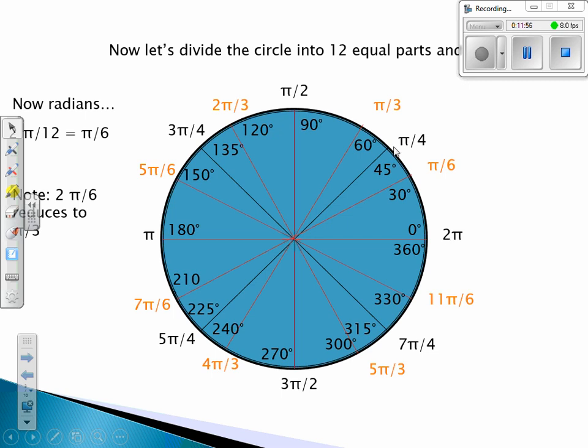Now, I reduced as I went this time. If you get confused and like counting around, reduce last, and then that's just going to be the way we're going to deal with filling in those parts of the unit circle.